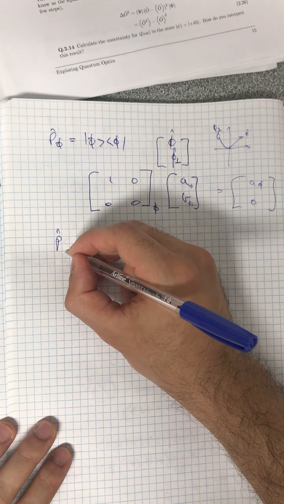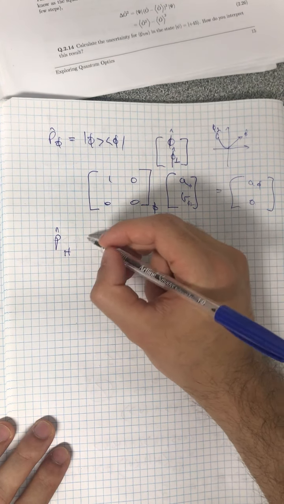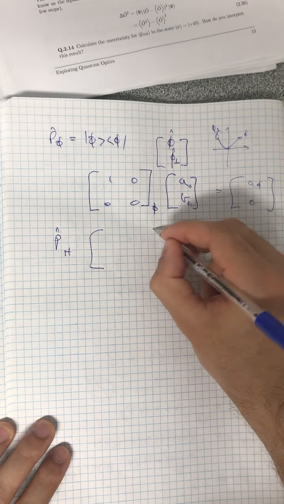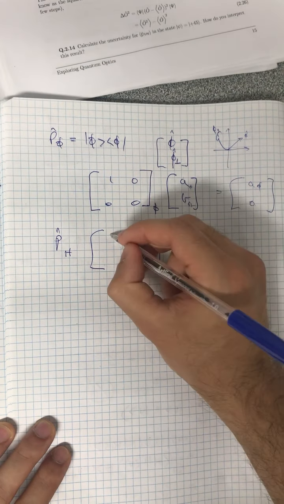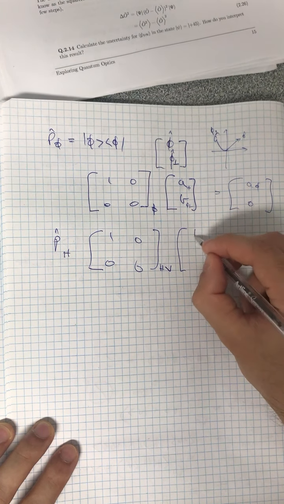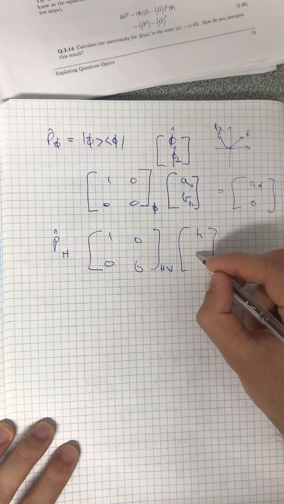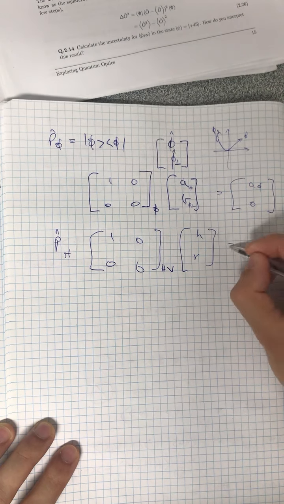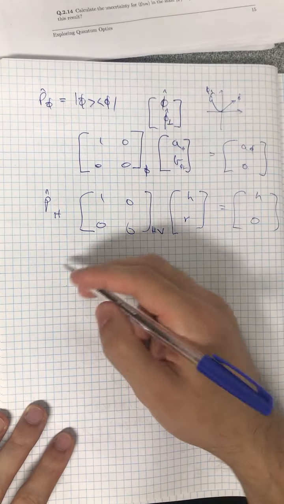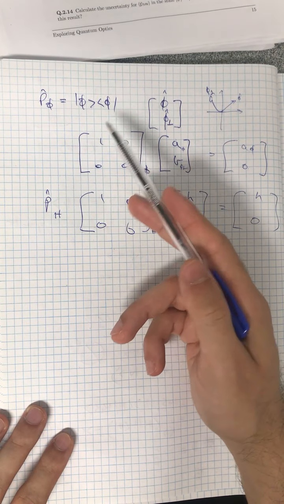So same with HH, PH. In the HV basis, it's just a 1 here, 0, 0, 0. I've got an H component of little h, and I've got a vertical component of little v, and that's just going to give me h and 0, okay?